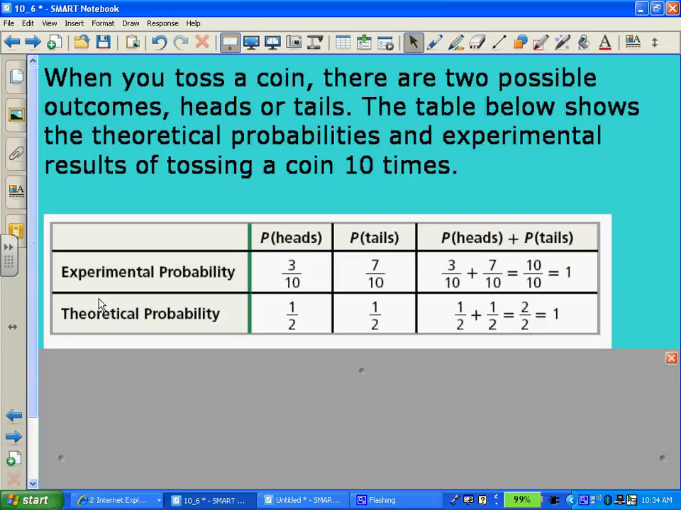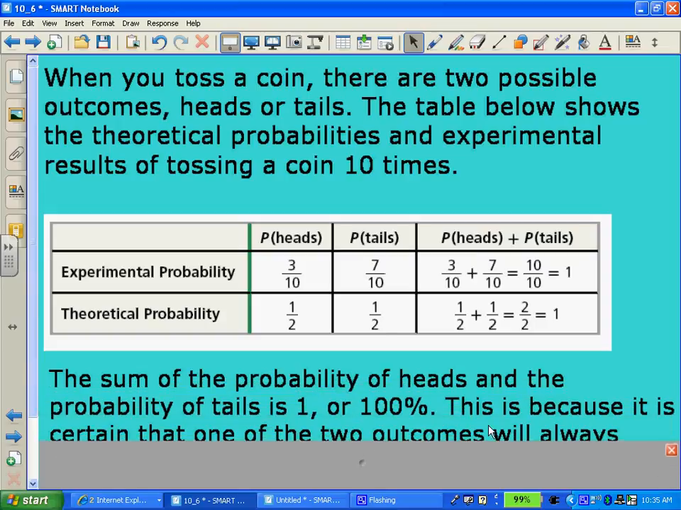Now, something you should know about probability: let's talk about tossing a coin. There are 2 possible outcomes, heads or tails. The table below shows the theoretical probabilities and the experimental results of tossing a coin 10 times. In the top row, we tossed it 10 times, and we got 3 heads and 7 tails. Notice if we add up our results, we get 1. The same is true for our theoretical probability: 1/2 plus 1/2 is 1.